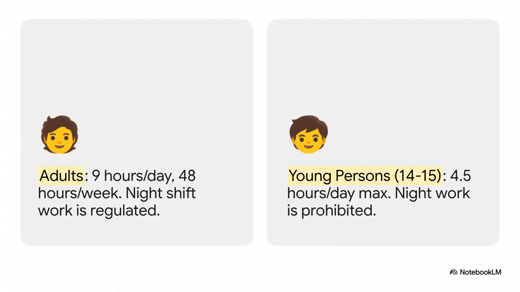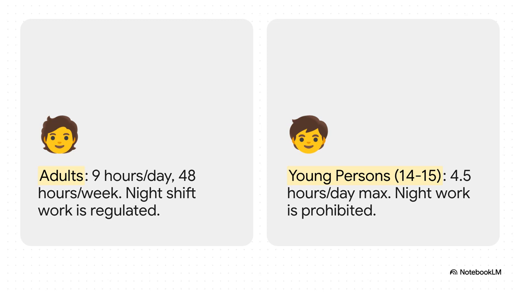Now, if those are the rules for adults, you can imagine the Act puts a whole other layer of protection on young people. And it does. For kids between 14 and 15, the daily work limit under Section 71 gets slashed in half to just 4.5 hours. Night work? Forget about it. Totally prohibited. And that weekly holiday? For a child, it's absolutely mandatory.